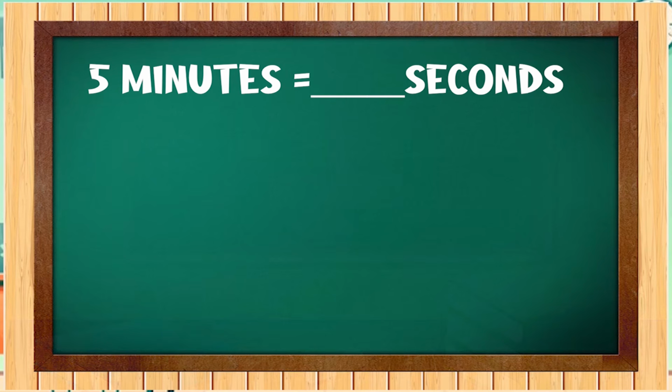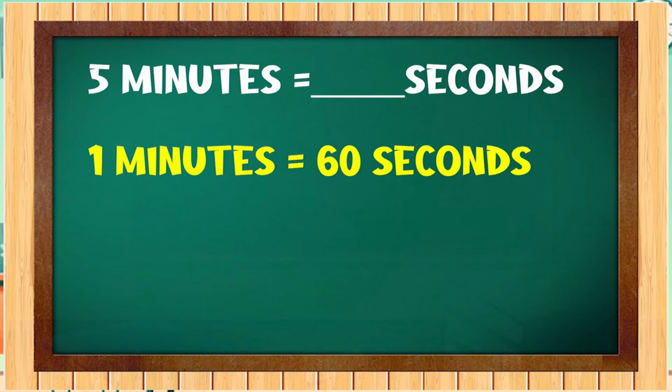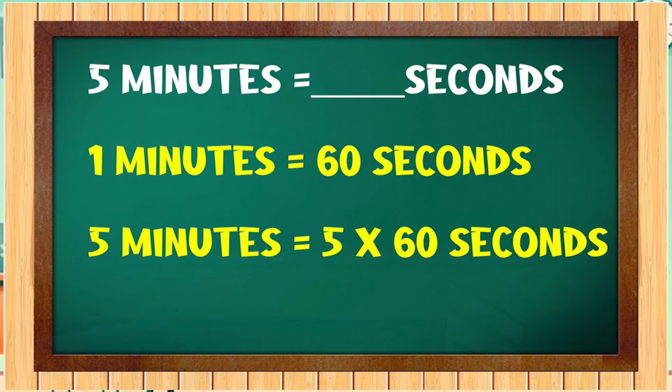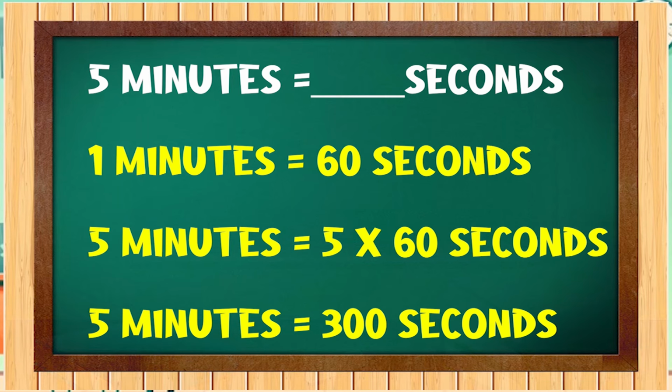For example, suppose we're asked to convert 5 minutes to seconds. We must first remember that 1 minute is equivalent to 60 seconds. Therefore, to calculate how many seconds are in 5 minutes, we multiply 5 by 60. When we multiply 5 by 60, we will get 300. Therefore, 5 minutes is equivalent to 300 seconds.